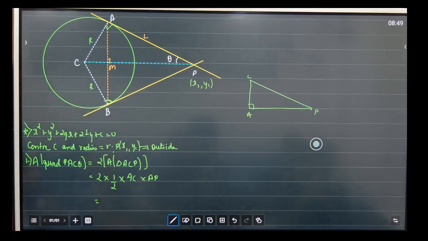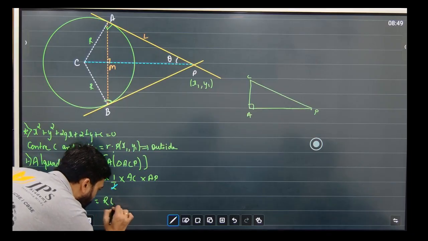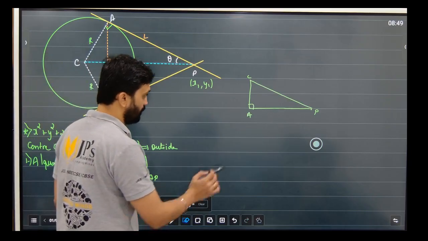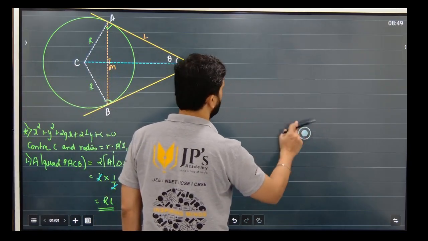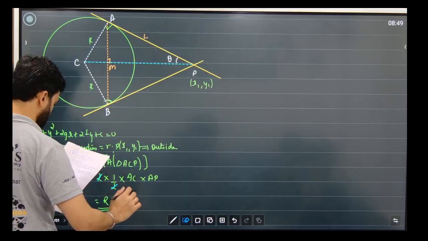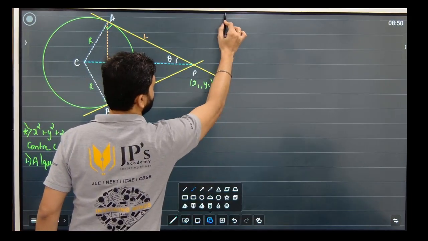What is the value of AC? R. What is the value of AP? L. So my answer becomes R times L, where R is the radius of the circle and L is the length of the tangent. Okay, this is the first thing that we understand, the area of triangle ACP. Now second, we have to solve.